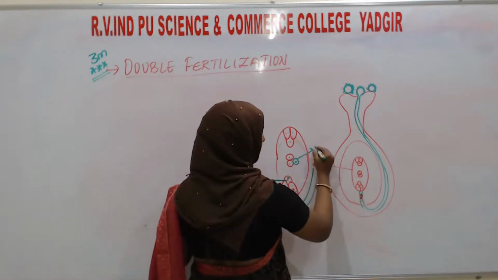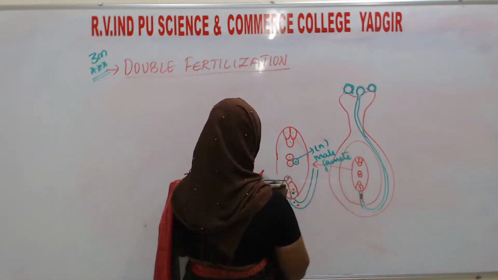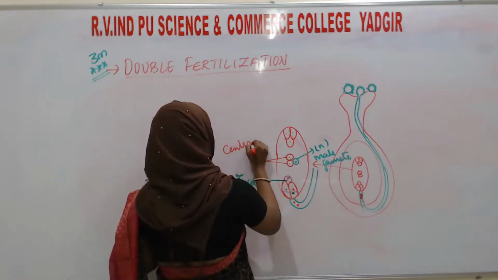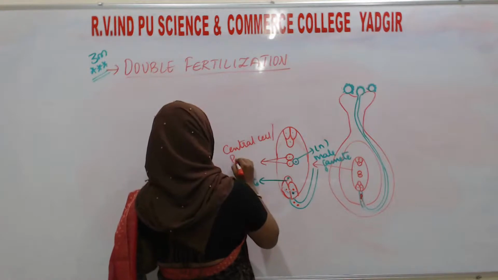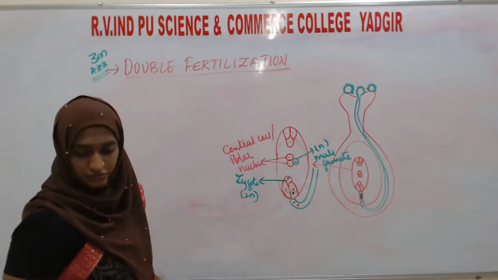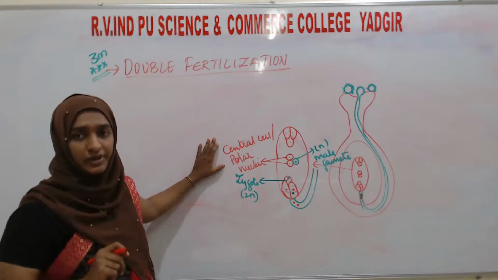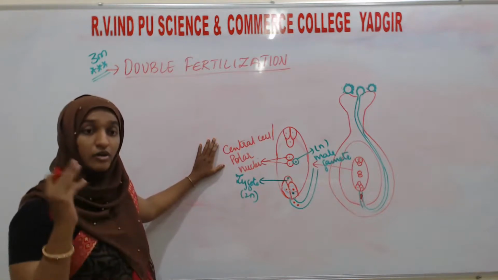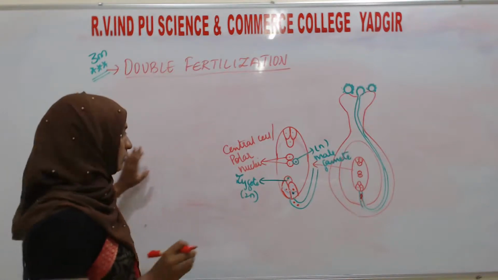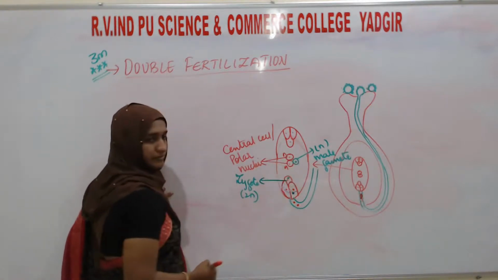This one is the haploid male gamete, and these two we can call the central cell or polar nuclei. Already the central cell will have 2 nuclei. So what you studied in the 8 nucleate, 7 celled stage: already it will be having 2 nuclei, haploid, haploid.